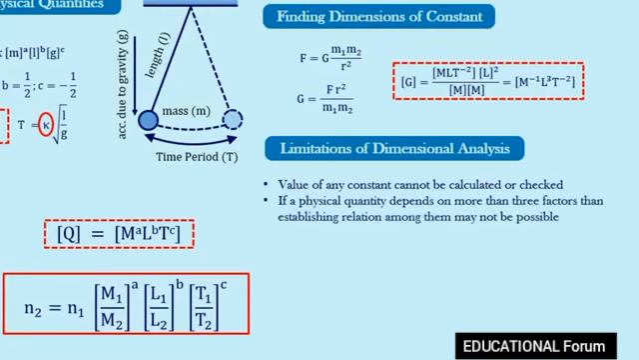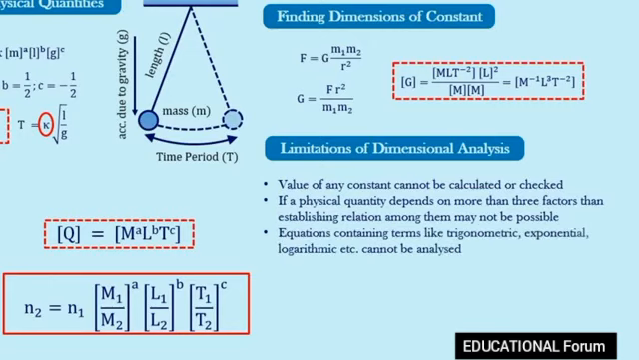If a physical quantity depends on more than 3 factors, then establishing a relationship among them becomes very difficult. Equations containing terms like trigonometric, exponential, and logarithmic functions cannot be analyzed because these factors are dimensionally independent.